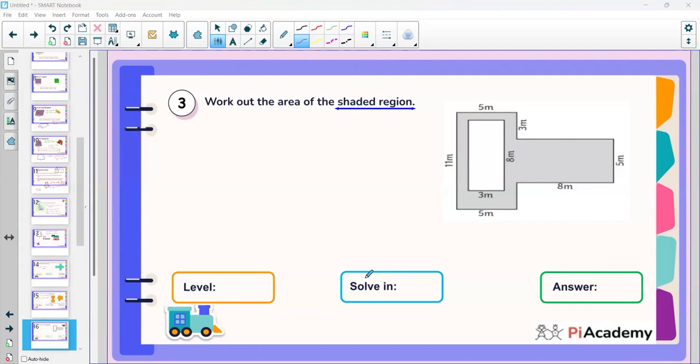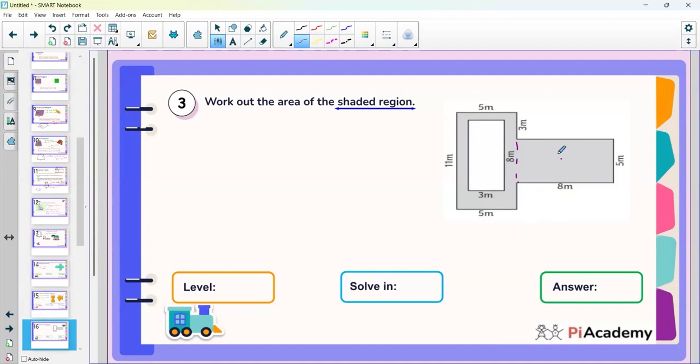So, we first find out the area of the first rectangle, which is 55 meters squared. Then we find out the white area, which is 24. Then we minus 55 minus 24 to get 31. 31 is the shaded area of the first rectangle. Then we find out the second rectangle, which is 40 squared. Then we add it up together to get 71 squared.